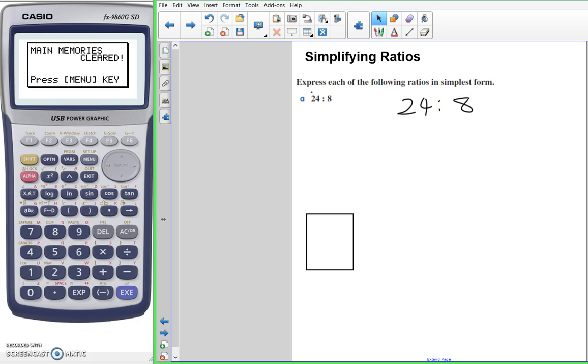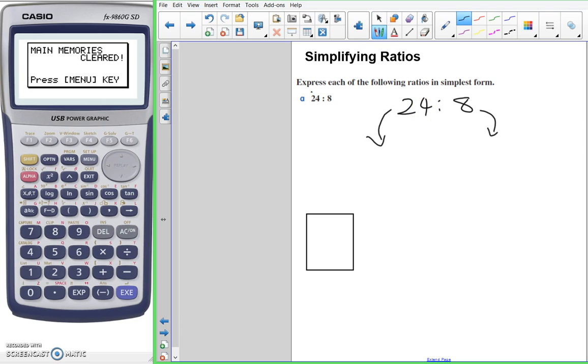What we need to do is find a number that both of these numbers can be divided by. So you've got to go through their multiples. For example, 8 is probably the easiest one to start with. So your smaller number, see if that number goes into the bigger number, because that simplifies easiest, because this would end up being 1. So does 8 go into 24? We find out it does.